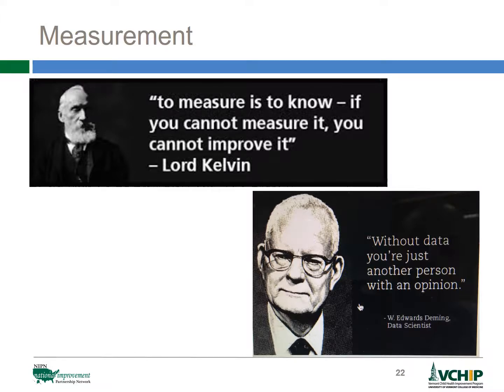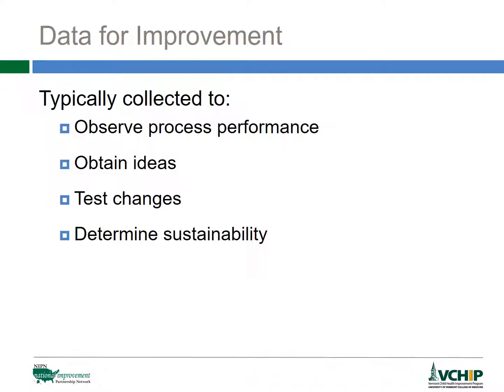And Edward Deming, another figurehead in the role of quality improvement, said, "Without data, you're just another person with an opinion." So when we think about data for improvement, that data is typically collected to observe how your process is performing. It's to obtain ideas. Where are there gaps? Where are there successes? And to identify ideas for where you might make some changes. It's to test changes. And then finally, it can be used to determine sustainability once a change has been implemented.